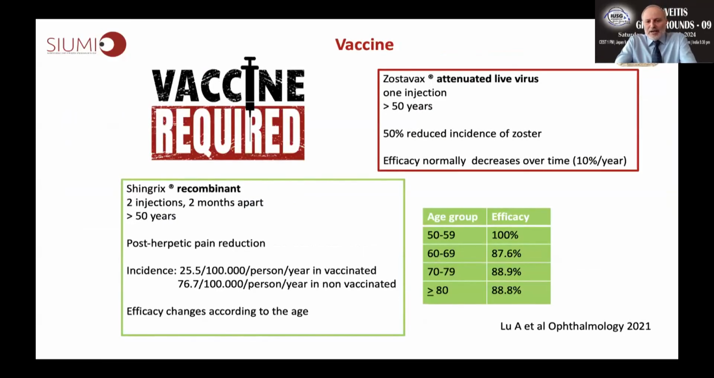There are 2 vaccines actually at our disposal to prevent herpes zoster. One is an attenuated live virus, the other one is recombinant. As you can see, both of them can reduce the incidence of zoster and reduce the incidence of postherpetic pain, but the efficacy normally decreases over time by 10% per year, and also the efficacy can change according to the age, as you can find in the green table.